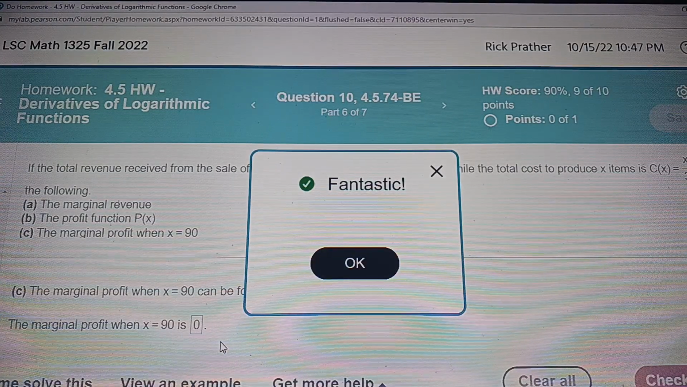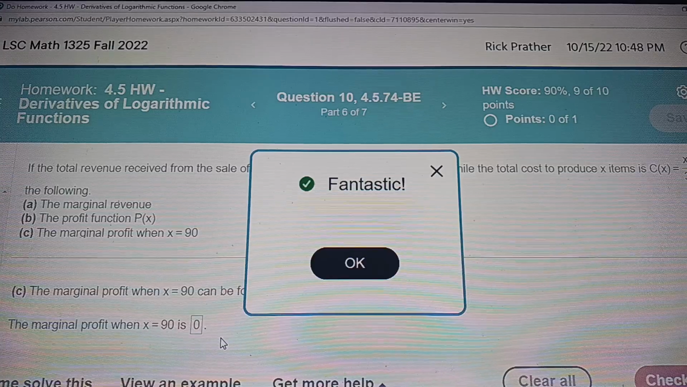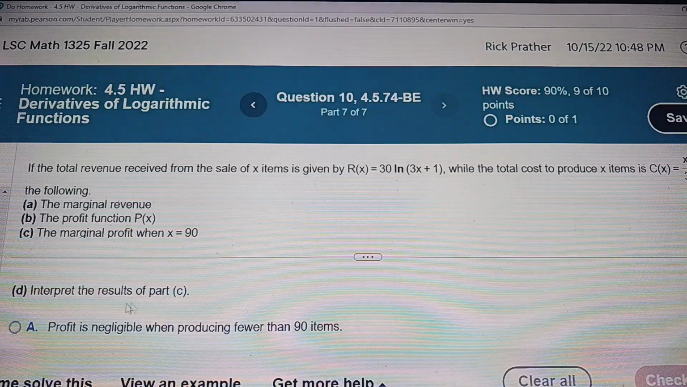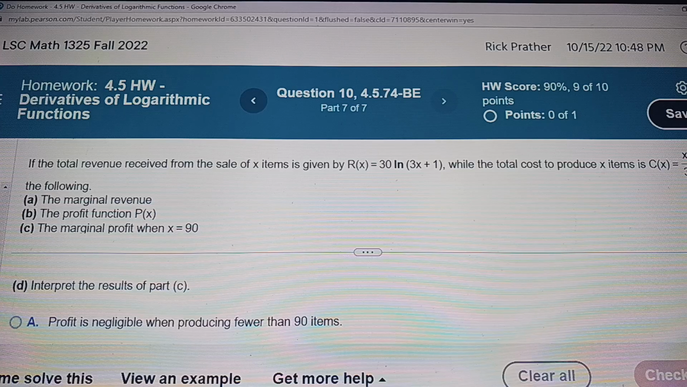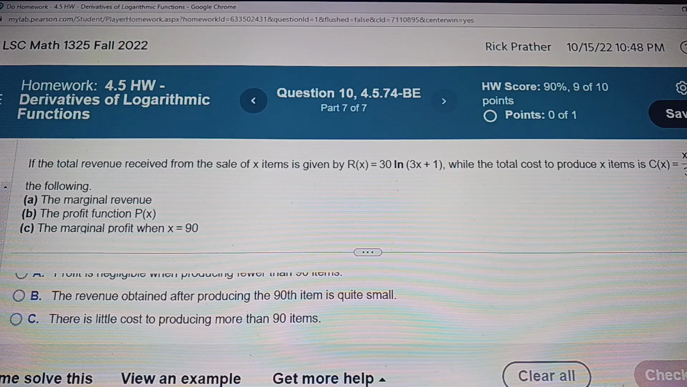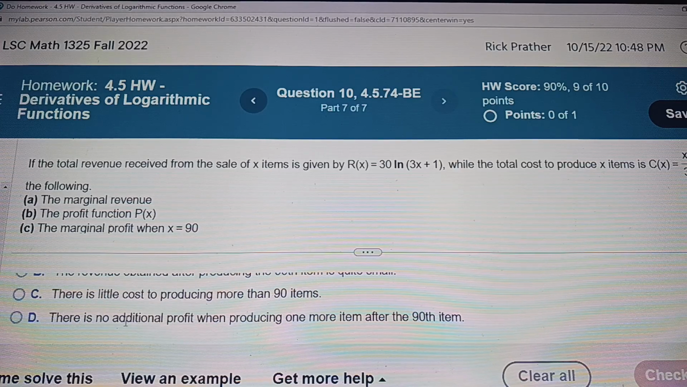Marginal profit. Okay, so that means your profit's not changing, I guess, is what 0 means. If the derivative of your profits is 0, the derivative is your instantaneous change at that moment. So your profit's not changing at all. Profit is negligible when producing fewer than 90 items. The revenue obtained after producing the 90th item is quite small. There is little cost to producing. There is no additional profit when producing one more item after the 90th item.